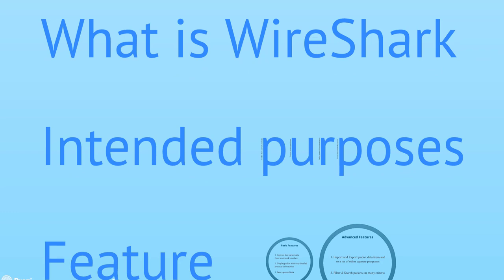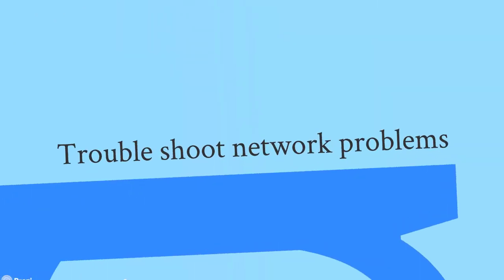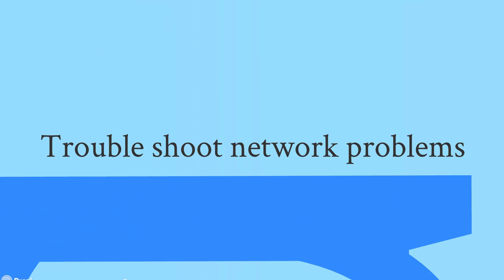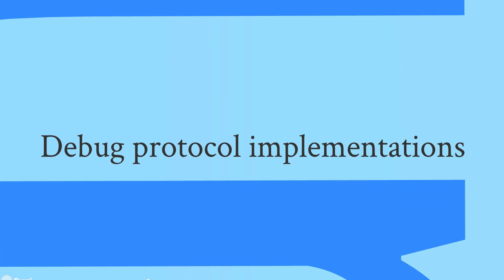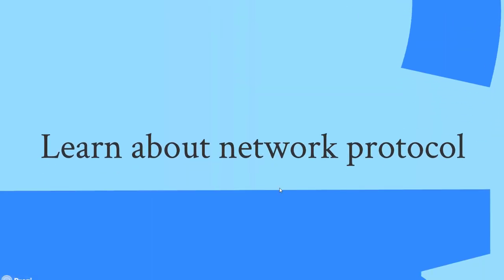So what's the intended purpose of using Wireshark? The first one is to troubleshoot network problems. If a network engineer detects that something's not right in the network performance, like for example there's a slowdown in the network, he could use Wireshark to analyze the traffic in the packets. Next is to examine security problems. Another one is to debug protocol implementations. And finally, to learn about network protocols, which is the main purpose of this discussion.